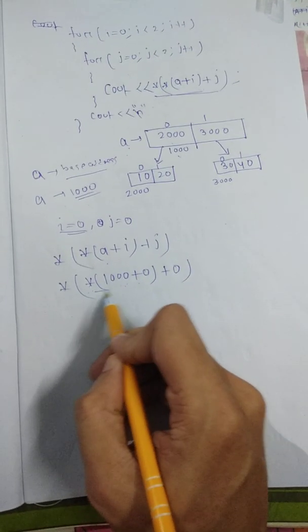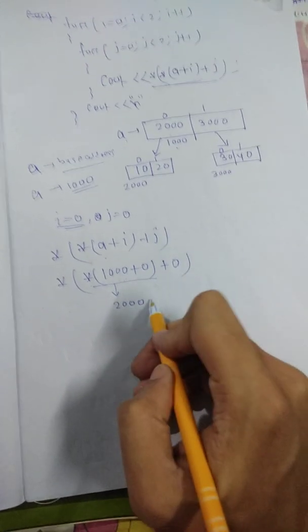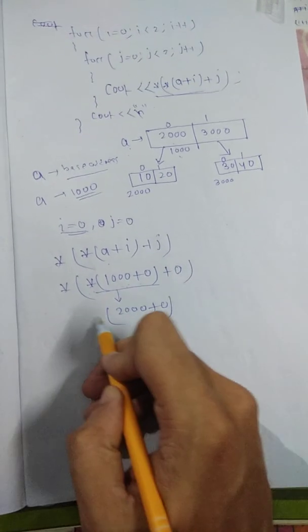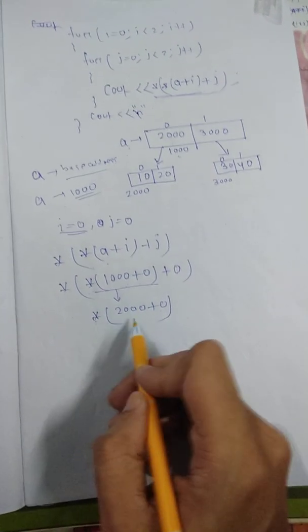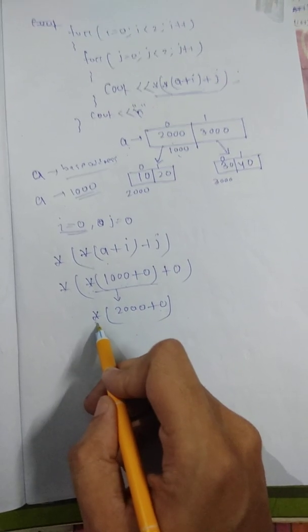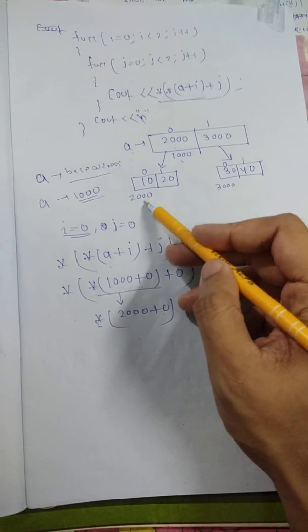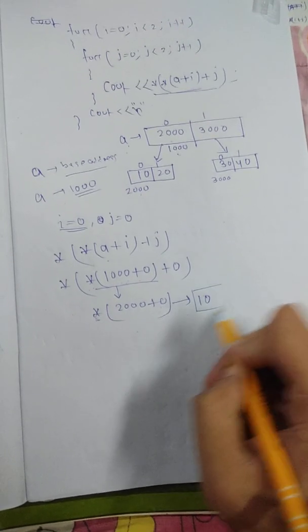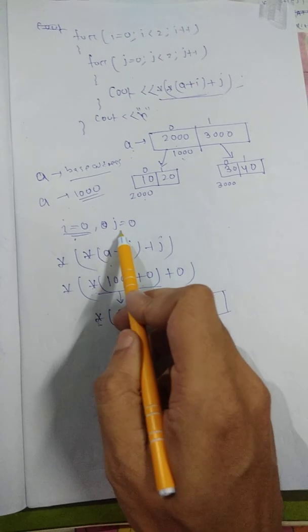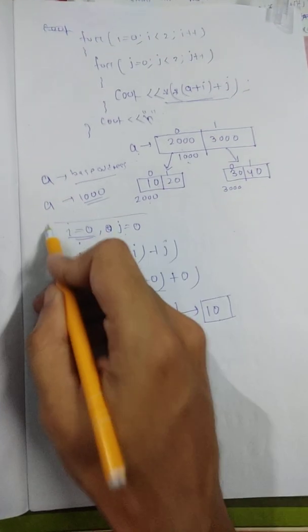So this will give what? 2000. Then plus 0. Again address. Again suppose at the rate this. So this reference operator means value at 2000. So what is the value at 2000? Value at 2000 is 10. That means again this gives 10. Okay. So for I 0 and J 0, I am printing 10. Clear?